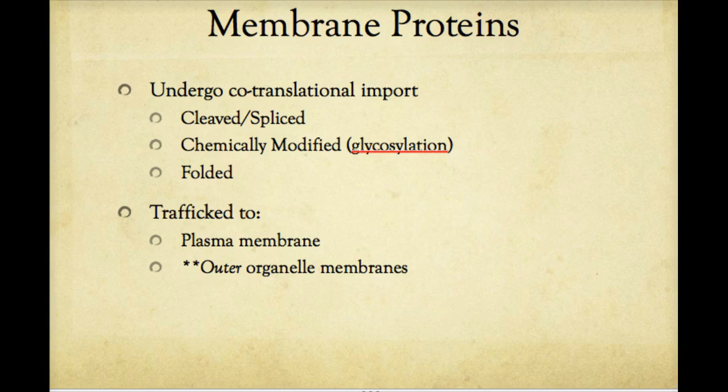So remember, that means it's going to be imported into the ER lumen, and then it's going to be processed, including things like cleavage and splicing. It's going to go through its chemical modifications. It's going to be folded, and then it's going to be trafficked to its ultimate destination, which again is the plasma membrane itself. Now I have a little note here with a couple of asterisks. In addition to the plasma membrane, this is the same kind of process that would happen for a protein that's destined to reside in the outer organelle membrane.